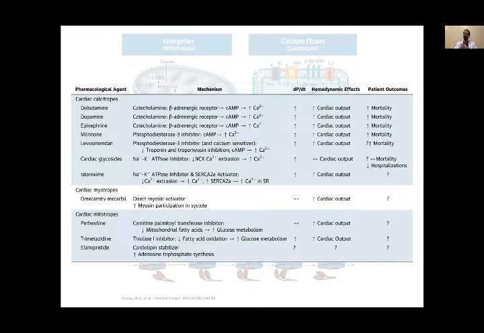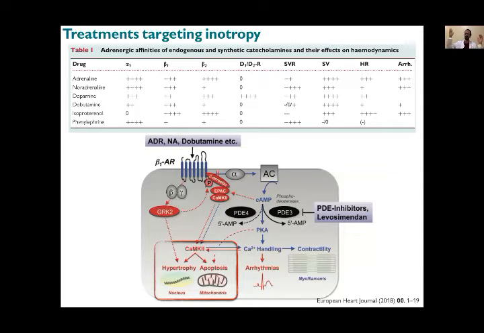We have a number of catecholamines that may play these roles, but the more common ones are dobutamine, dopamine, epinephrine, milrinone, and levosimendan, which is just on the edge between the calcitropes and the myotropes, acting specifically as a calcium sensitizer, and some other mitotropes that haven't been tried in the specific setting of clinical cardiogenic shock in patients.